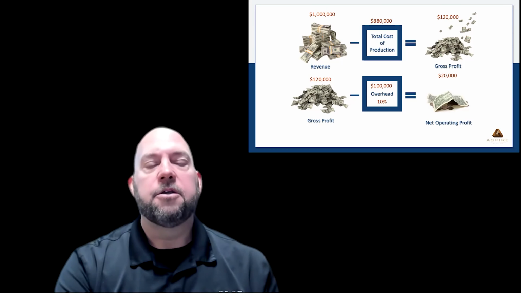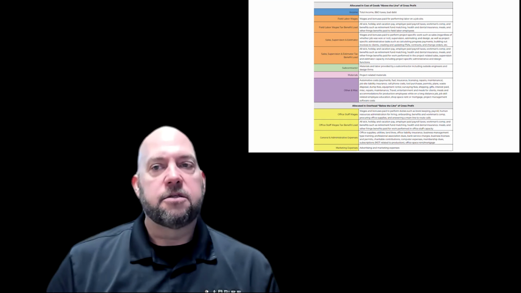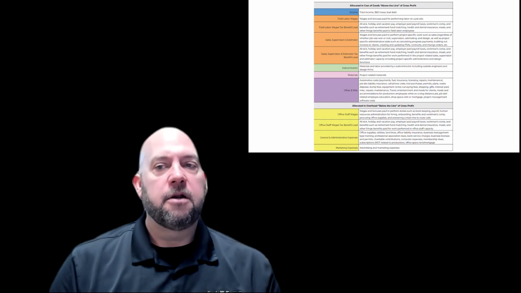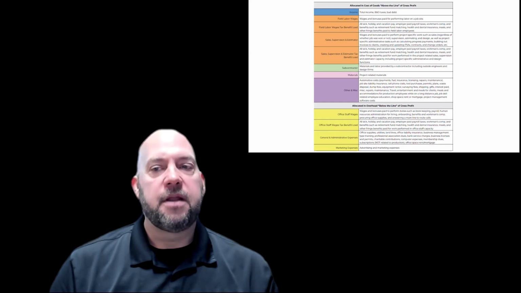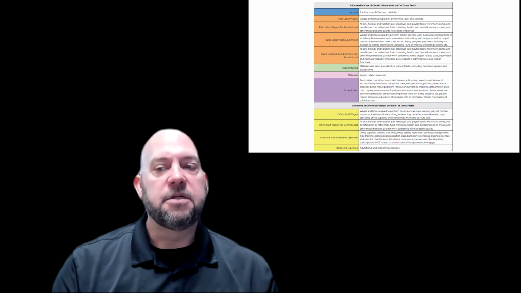I have an allocation key that we use here that I want to share with you, where we break down the different costs. You have income, which is the blue category. The orange is all the functional labor costs. So your field wages, the tax and benefit load on your field positions, your sales, supervision, estimating time, and the tax and benefit load on those positions, subcontractors, obviously, materials.